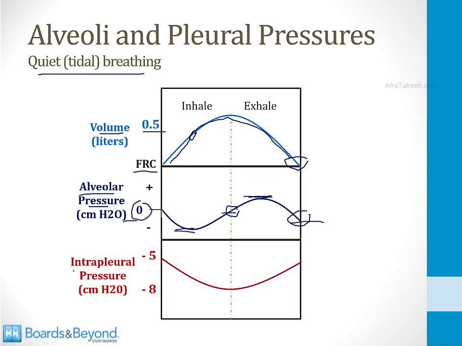And then finally, at the bottom is the intrapleural pressure, and this is the one that's often tricky to understand, so make sure you get this. The intrapleural pressure is always negative. It begins at about -5. At the end of inhalation, it's down to about -8, and then it goes back up to -5.